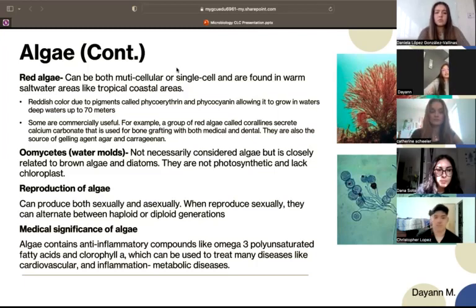For example, a group of red algae called coralline algae secrete calcium carbonate that is used for bone grafting in both medical and dental fields. They're also the source of gelling agents, which are agar and carrageenan.